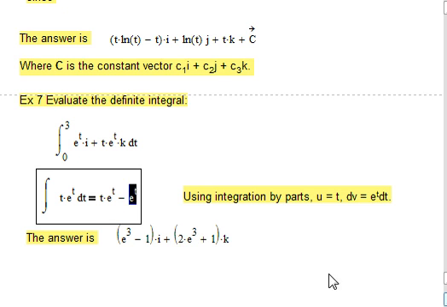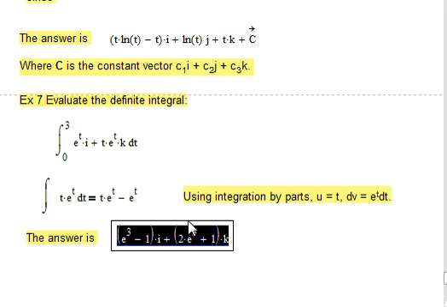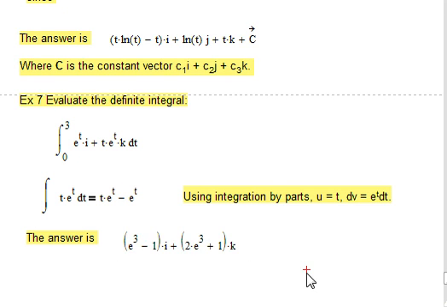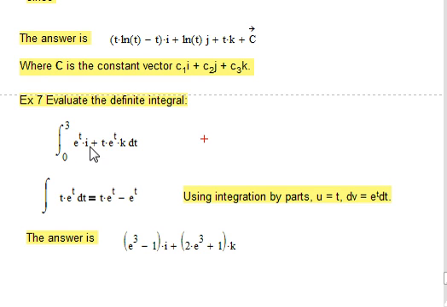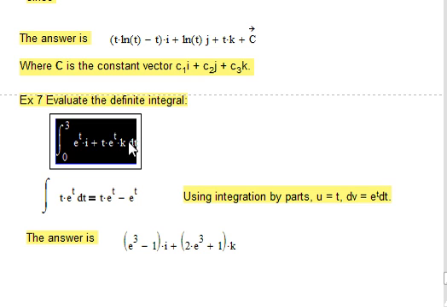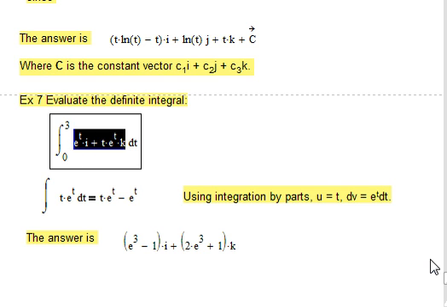So this is our vector valued function, which is the definite integral of this vector valued function. Okay? Evaluated at 0, evaluated at 3, subtracted.